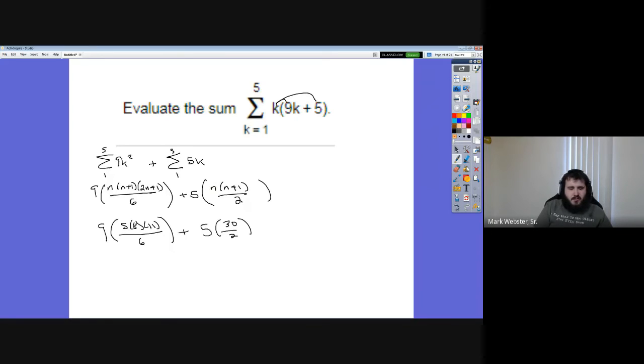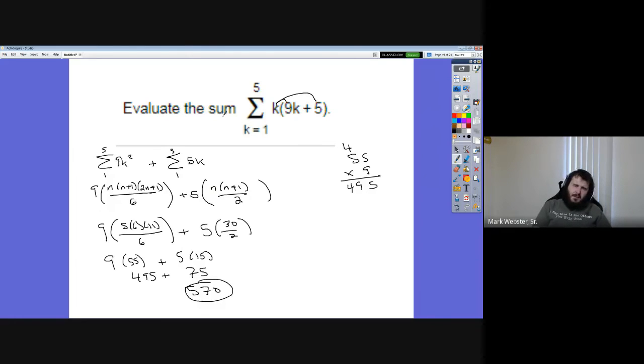so let's simplify this. The 6's cancel out in this one, leaving us with 55. So 9 times 55 plus 30 divided by 2 is 15. So 5 times 15. So we got 75 here. And 55 times 9. I don't feel like trying to do that in my head. 5 times 9 is 45. There we go. 495 plus 75 is 570.